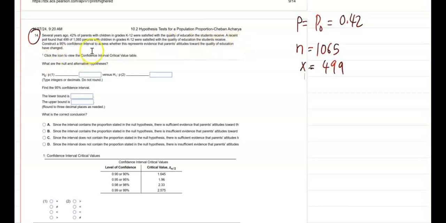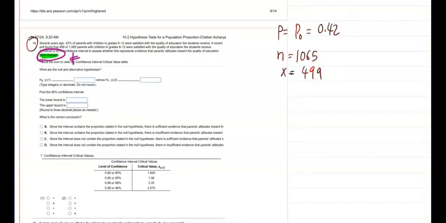quality of education has changed. So here the alternative hypothesis has an inequality, not equals to, because they have changed. It doesn't tell you greater than, it doesn't tell you less than. Changed means not equals to. So how do you write the hypothesis? H0: P equals 0.42. This is several years ago, it was this proportion. Now we want to find the evidence to support whether this has changed.